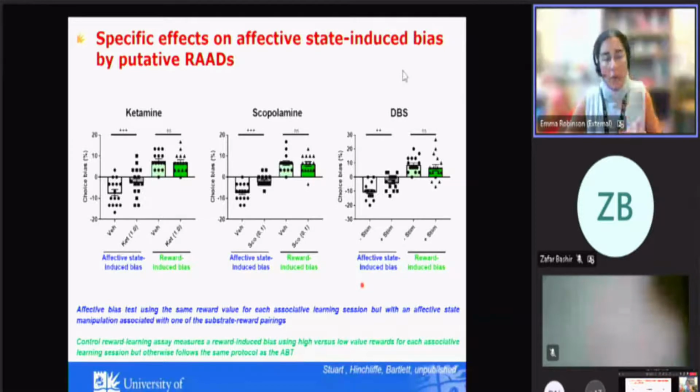So the importance of these data are that they suggest that there's a specific effect on an affective state-induced bias by these rapid-acting antidepressants. This is not some mechanism that just involves generalized memory impairment. The animal's cognitive function is completely intact in a control assay, but it looks like we can selectively modulate an affective bias circuit, which, if we find that to be the case, is a particularly exciting finding.